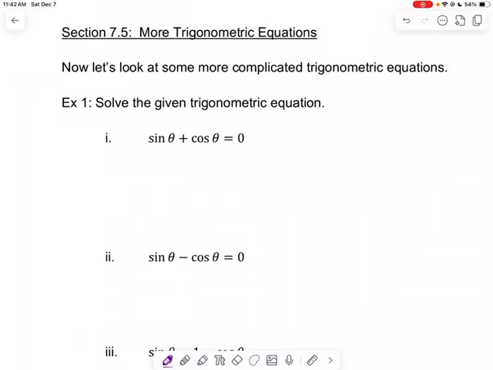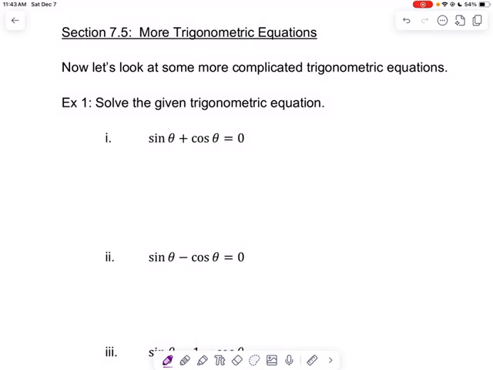Okay, so this is the last section that we are going to do in this course. We have already solved a lot of trigonometric equations. Some were simple, basic, and then there were some which were a little complicated, and then we converted them into simple basic equations and solved them. Now we are going to look at a little more different kind of trigonometric equations.